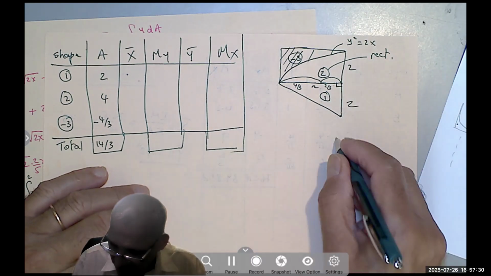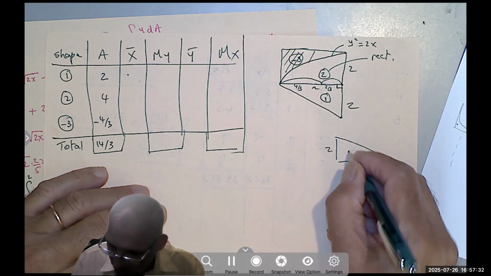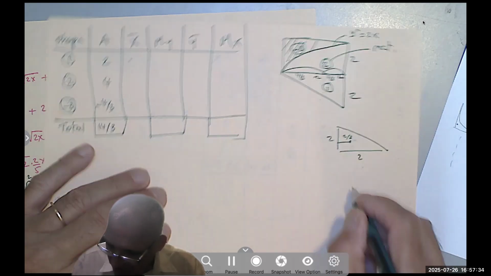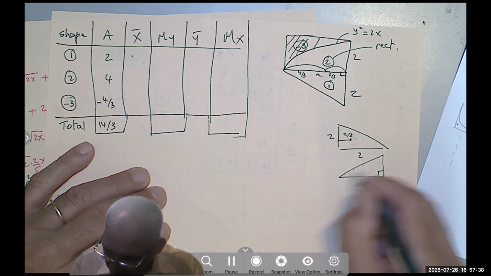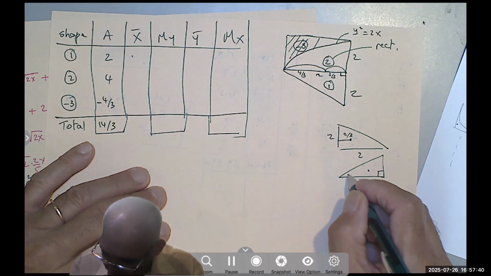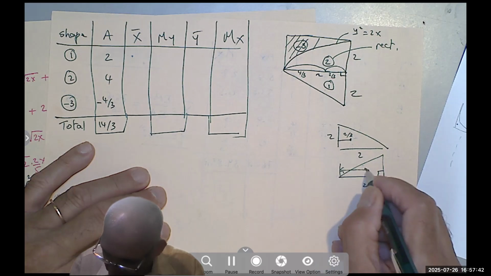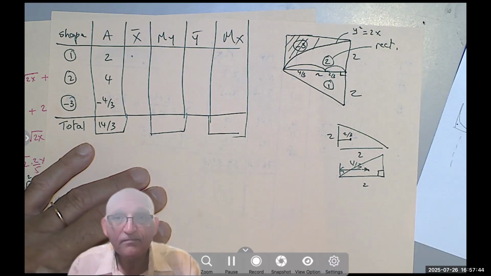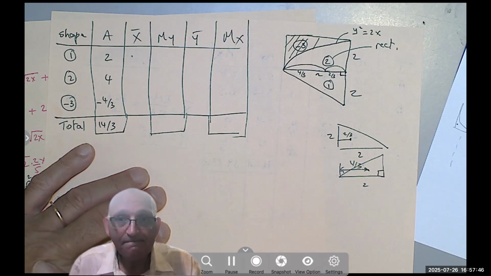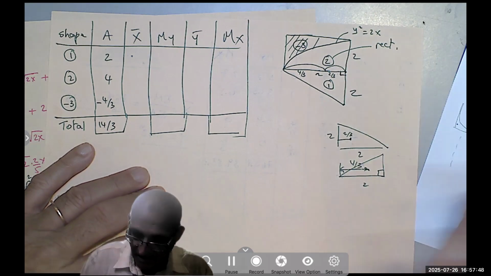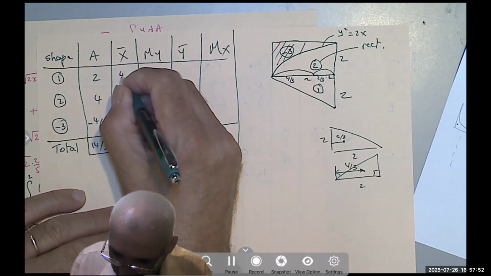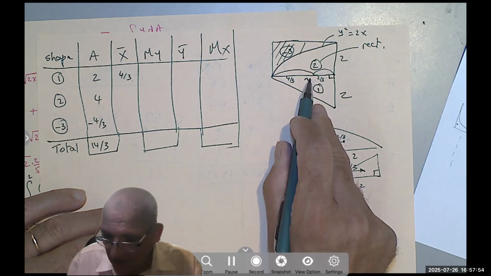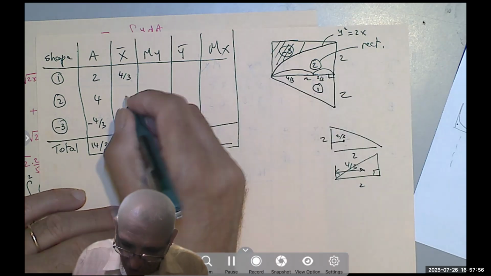This triangle, the centroid is at 2/3. This triangle, the centroid is at 4/3. Okay? So be careful how we do it. So this is 4/3, the x bar. How about the rectangle? It's 2, so 1.